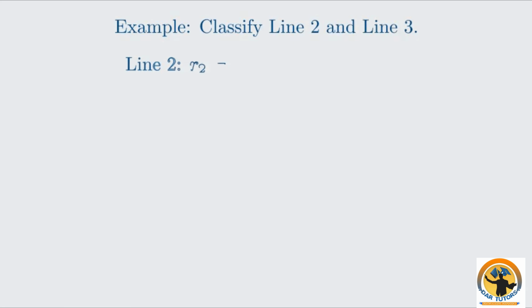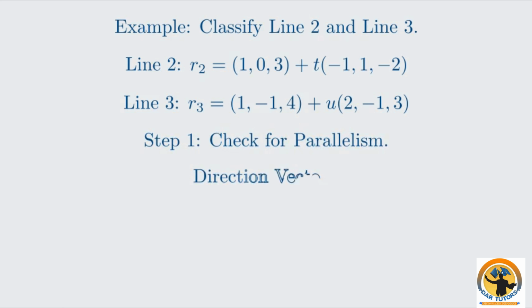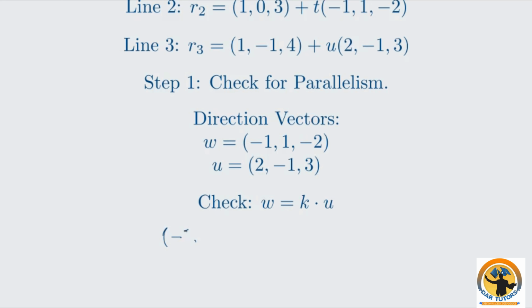Let's continue with another example from the same set of lines. This time, we'll investigate the relationship between line 2 and line 3. Line 2 has direction vector w equals (minus 1, 1, minus 2), and line 3 has direction vector u equals (2, minus 1, 3). Step 1. Check for parallelism. We compare the direction vectors w and u. Is (minus 1, 1, minus 2) a scalar multiple of (2, minus 1, 3)? No, it's not.